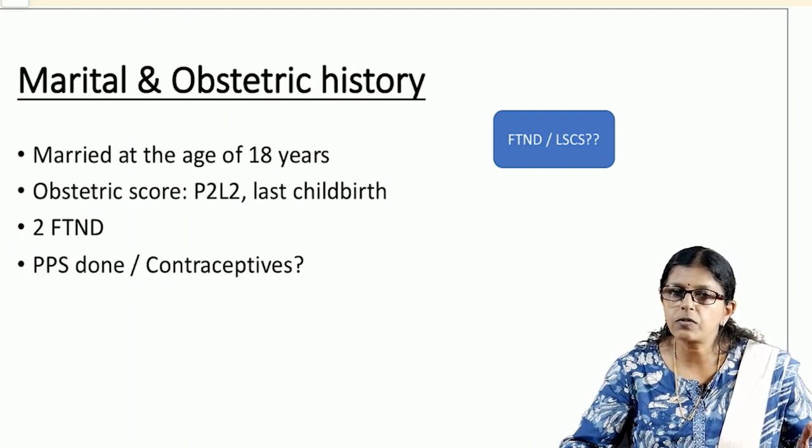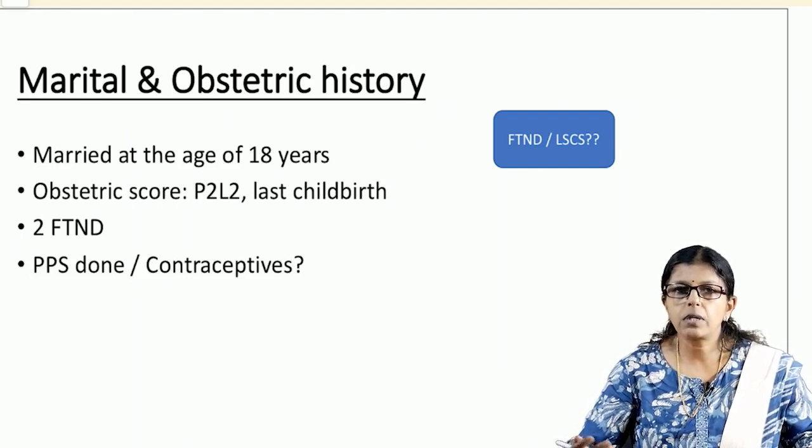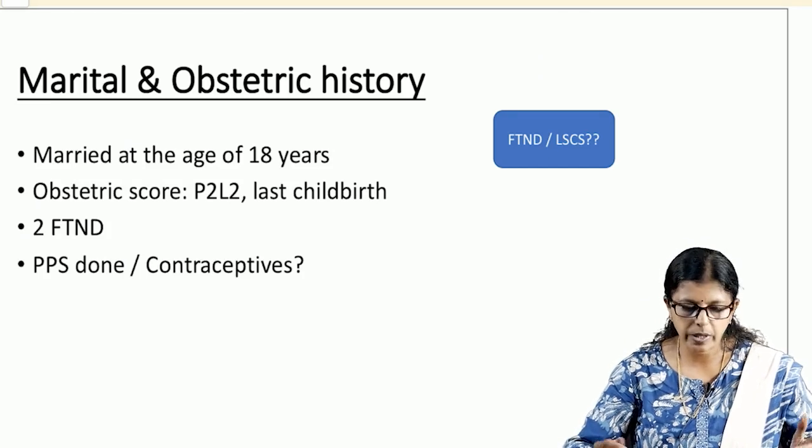If she's a case of previous two CS, you will have to counsel her regarding the possibility of bladder and bowel injuries, difficulties during CS while doing the surgery. As such, otherwise, whether it was a normal delivery or a cesarean does not impact what you do. However, if you were planning surgical management, then this will make an impact.